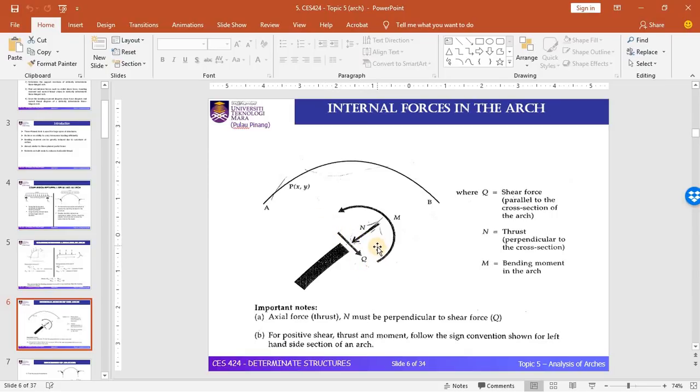That's why in the arch we don't call it shear force, we call it radial shear force, because this shear force is oriented at a different angle at different positions along the arch.